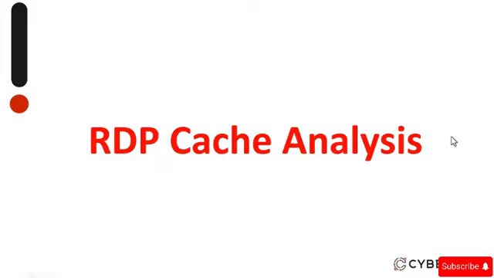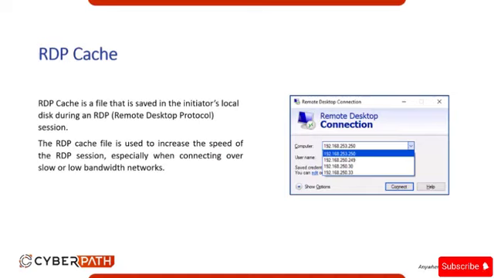Hello everyone. In this video, you're going to learn how to analyze RDP Cache files. What is RDP Cache? RDP Cache is a file that is saved in the initiator's local disk during an RDP, Remote Desktop Protocol, session. The RDP Cache file is used to increase the speed of the RDP session, especially when connecting over slow or low bandwidth networks.